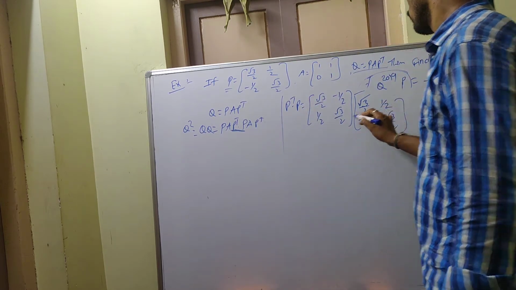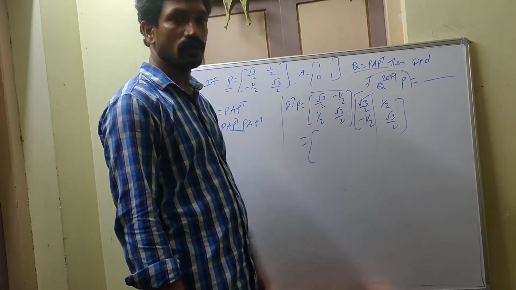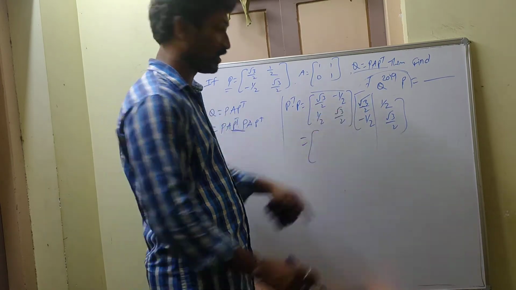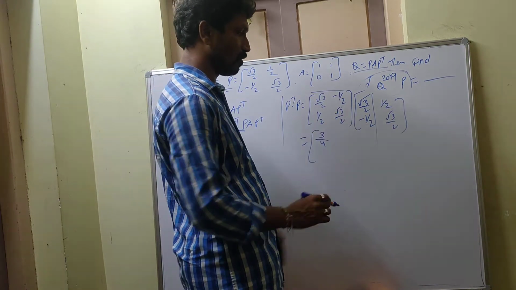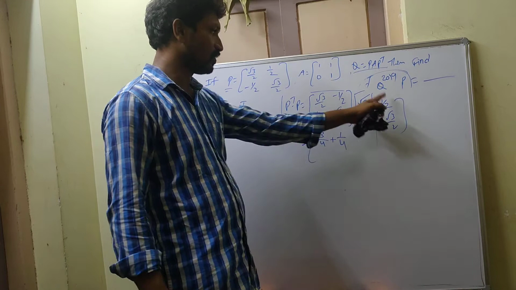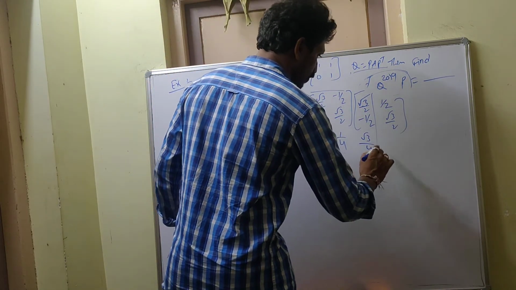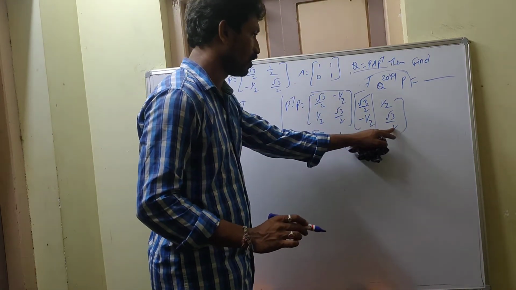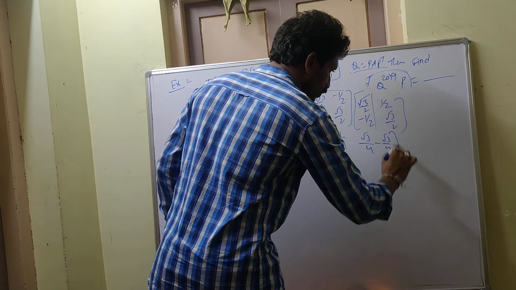Okay, now find out. See here, this is the first row to first column. Root 3 by 2 into root 3 by 2. What will it become? Root 3 into root 3, numerators multiply, 3. Denominators 2 into 2, 4. Minus 1 by 2 into minus 1 by 2, that means plus 1 by 4. Next, first row to second column. Root 3 by 2 into 1 by 2, that is root 3 by 4, plus minus 1 by 2 into root 3 by 2. What you get? Minus root 3 by 4.